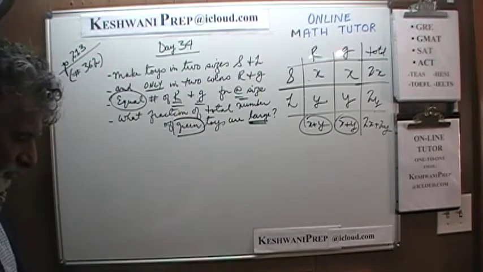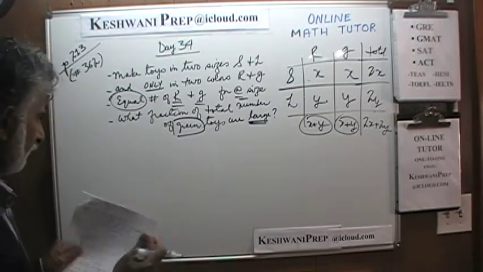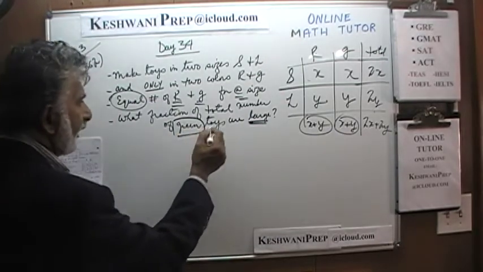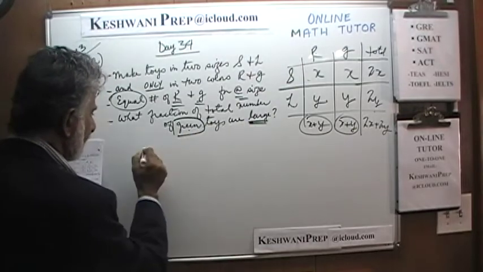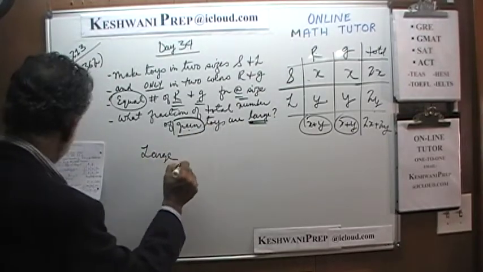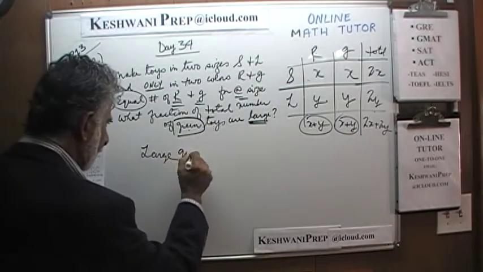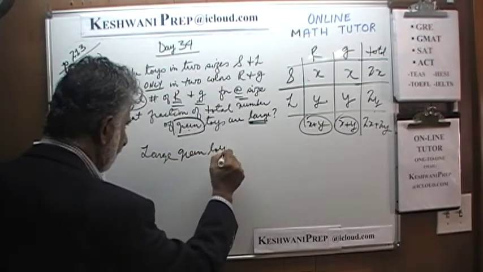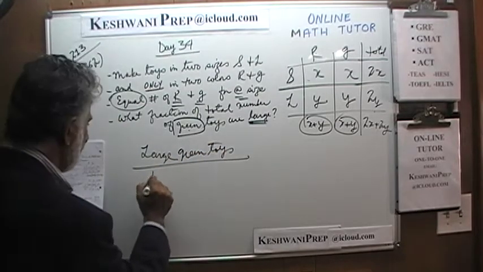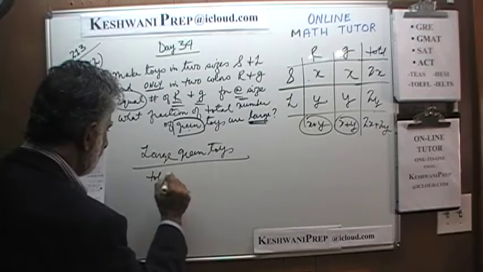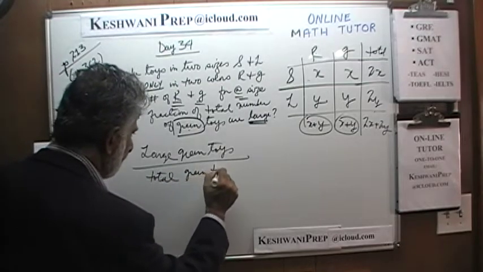Now we can answer our question. Now we'll know what we're looking for. So the fraction that we're looking for is a fraction of green toys that are large. So we're looking for large green toys out of total green toys.